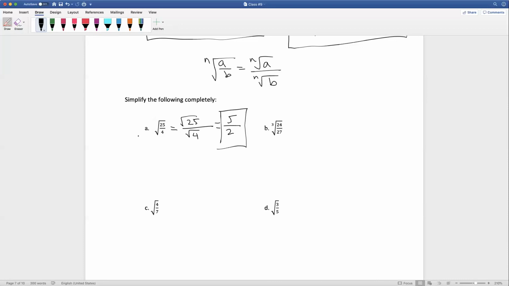But you know it's going to get more interesting. It's going to get a little more complicated. So let's take a look at some other examples. Let's take a look at the cube root of 24 over 27. Well, that's the same thing as saying this. Right? Now, again, same thing we did before.